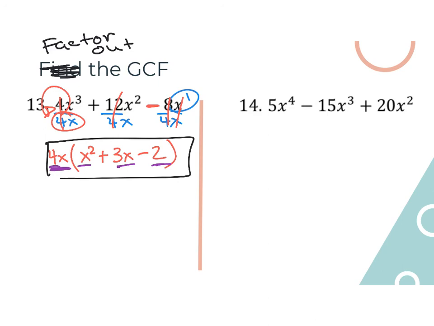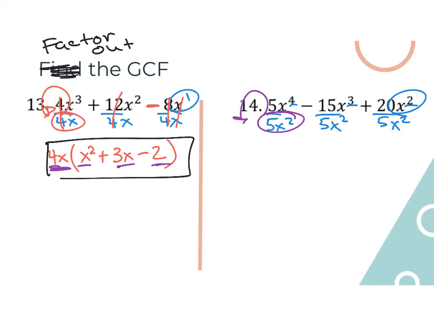Okay, last one. So the number parts that I have here are 5, 15, and 20. So I can divide out a 5 from all of those. Then the variable parts, x to the 4, x to the third, x to the second, which means my lowest power is x squared. I can take out an x squared.